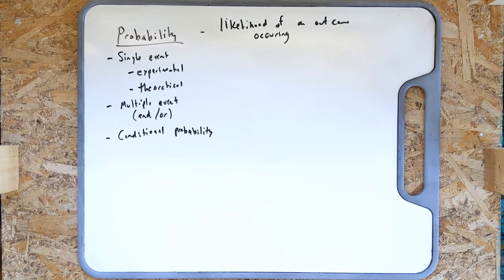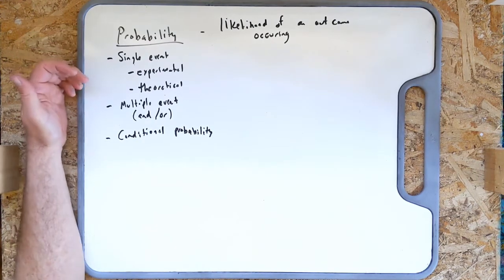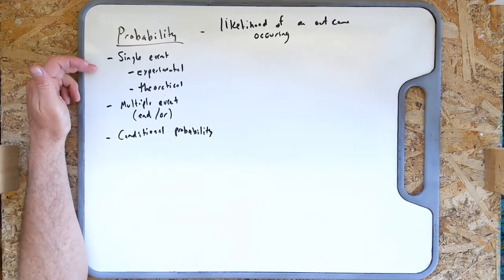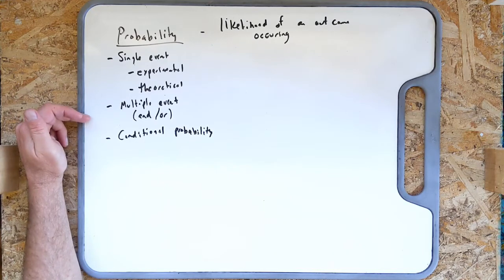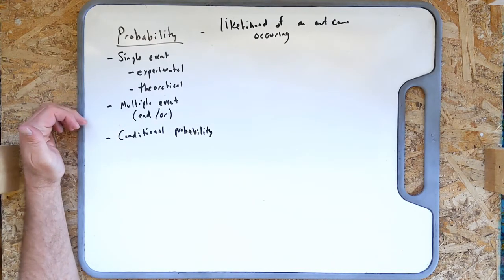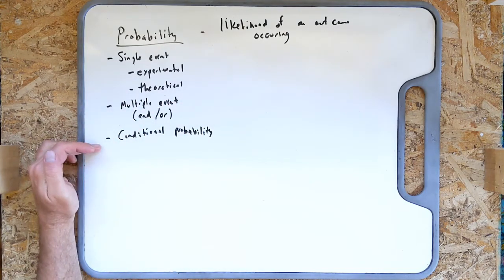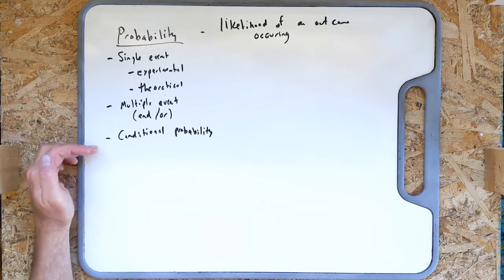We're going to do the next section in the probability and statistics unit, which is on general probability. We're going to cover single event probability, basically the likelihood of a single event occurring, multiple event, which can be one event occurring and another event occurring, or one event occurring or another event occurring, and then finally what I'll call conditional probability, which I'll define in a moment.